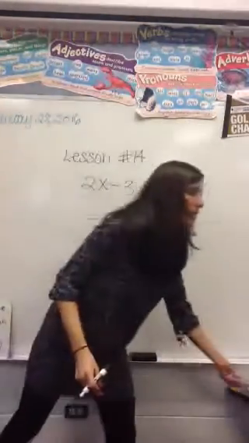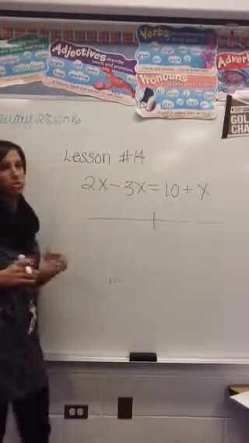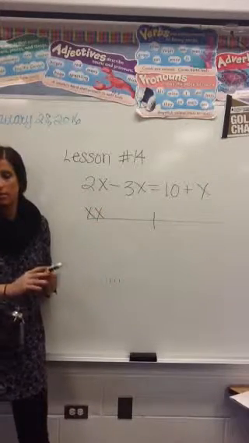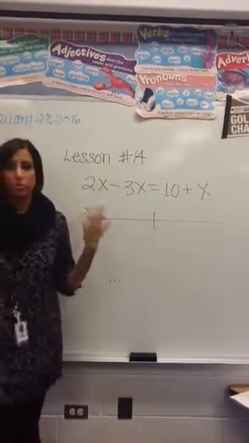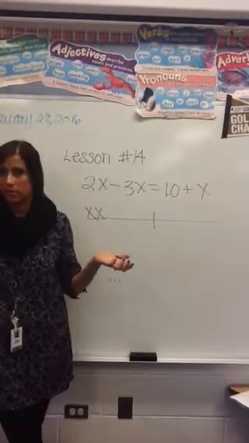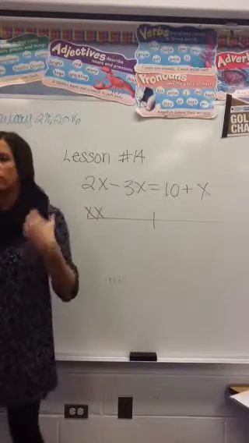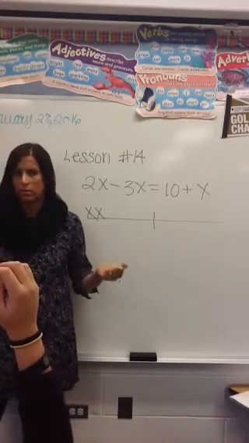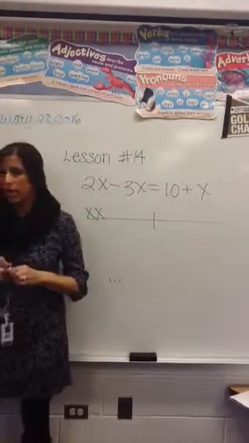Okay, so let's talk about this problem. It says 2x minus 3x. So let's go ahead and put our 2 x's on. Now it says minus 3x. So we only have how many x's? 2. But we need to subtract 3. So how many 0 pairs do you think we should add? Think about that. We already have 2 x's here. So how many 0 pairs should we add, Ryan?